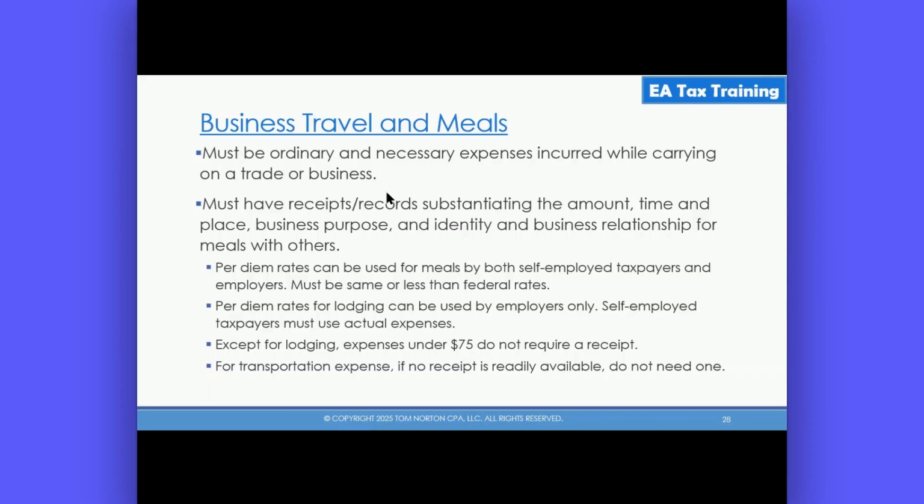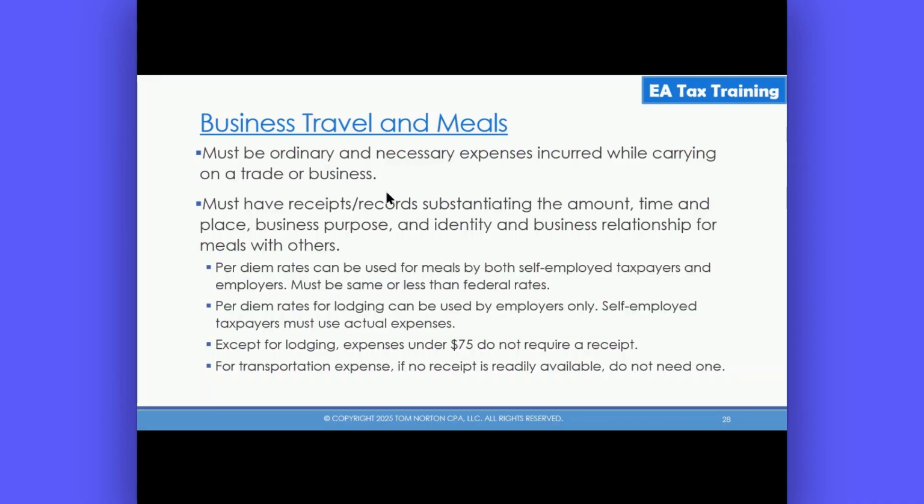For meals, you must have receipts or records substantiating the amount, time, and place, business purpose, and identity and business relationship for meals with others. So maybe you just take the receipt from the meal, you write on there who you were meeting with and what you discussed, but you have to have some sort of documentation of all of those things.